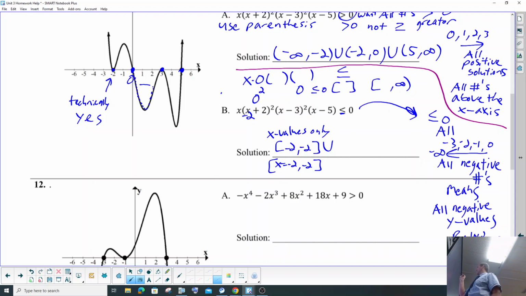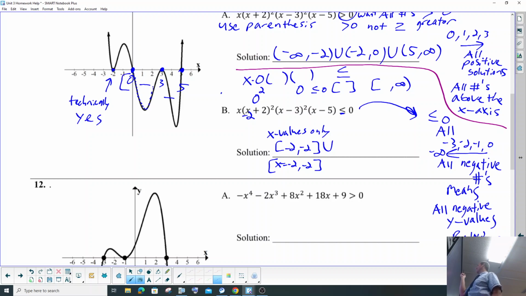So we're negative there. At 3 we hit, still counts. And then we're negative again. And then we're positive after 5. So what does that look like? Well, it's less than or equal to, so that's brackets.